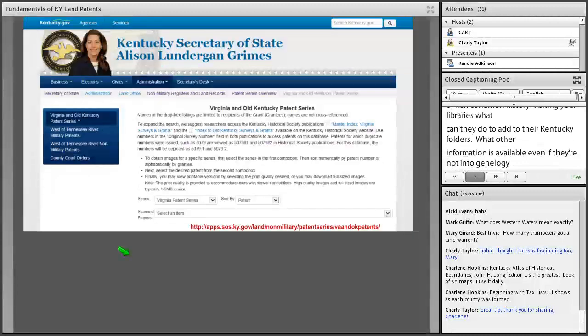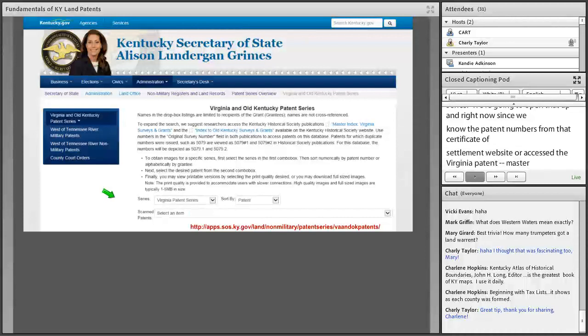Okay, Virginia and Old Kentucky Patent Series. We're going to open that up, and right now, since we know the patent numbers from that Certificate of Settlement website, or we've accessed the Virginia patent series, or the Virginia Master Index, we can sort by patent.